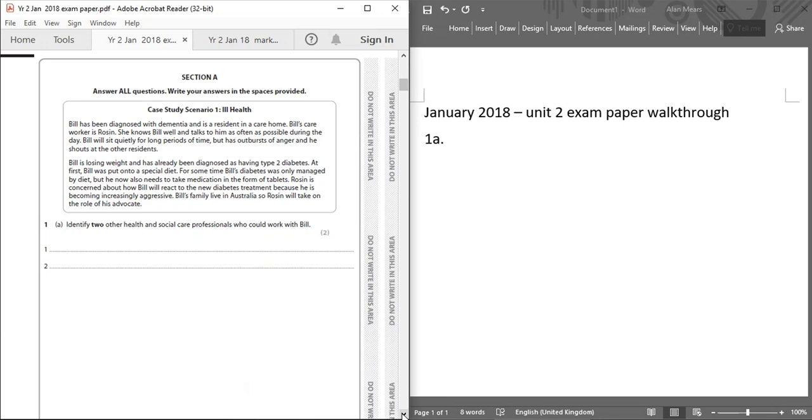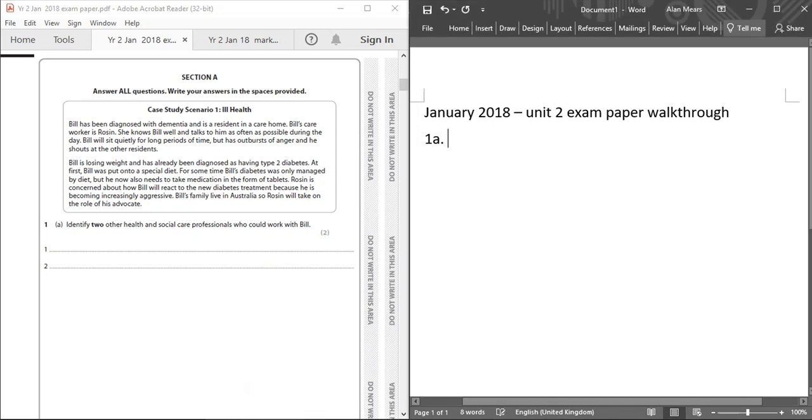So first question, a pretty standard 2-marker that we're used to with this exam: identify 2 other health and social care professionals who could work with Bill. Now, the case study mentions Rasheen, who is his care assistant, so we can't have a care assistant because that one's already taken. And we also know that Bill is living in a residential care home, so he's not going to be having domiciliary carers or anyone coming into his home to care for him, because he doesn't live in his own home.